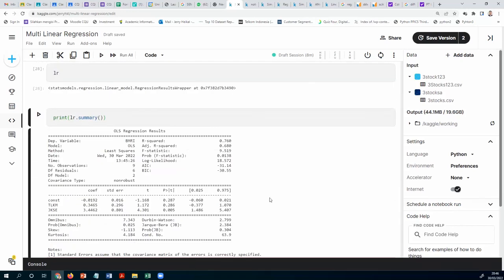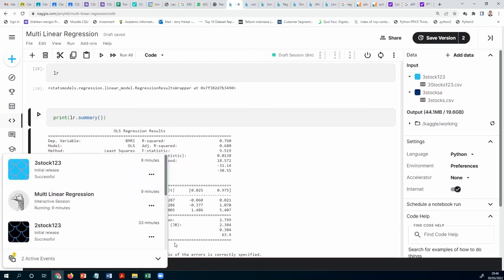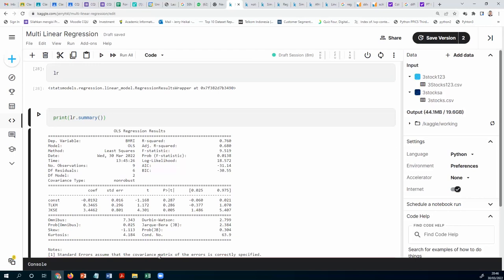Why can't it go down? What is happening? Okay, all right. So the model will be y equals minus 0.0192 plus 0.346 times Telkomsel return plus 3.44 times Jakarta Stock Exchange return. But with the condition that Telkomsel does not significantly determine the return of Mandiri.